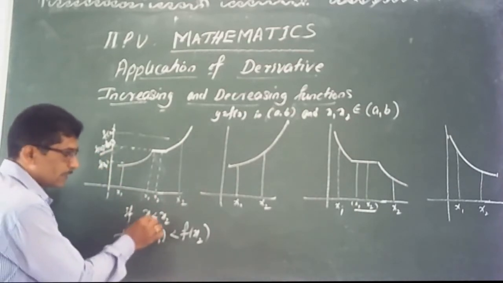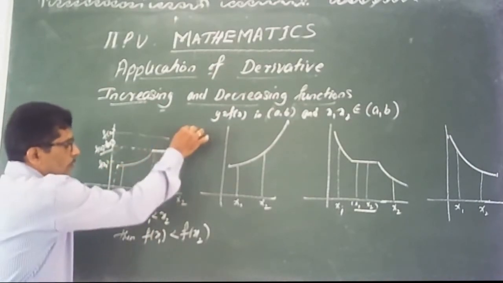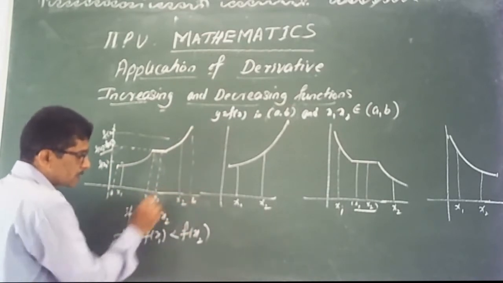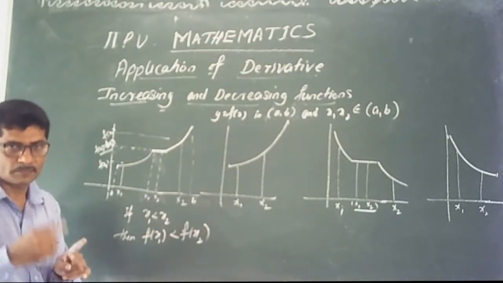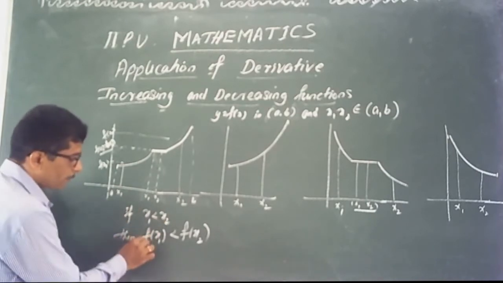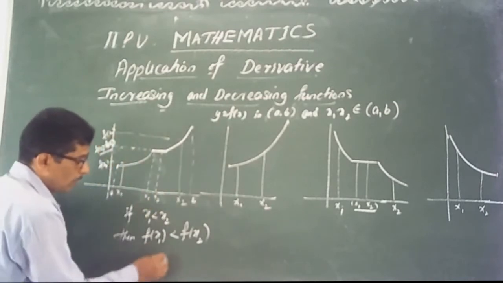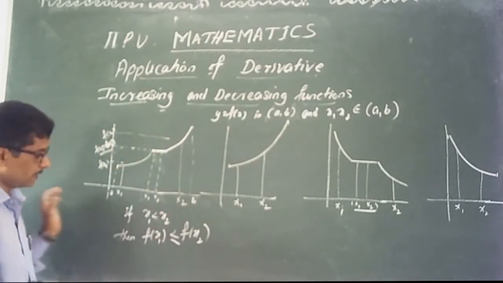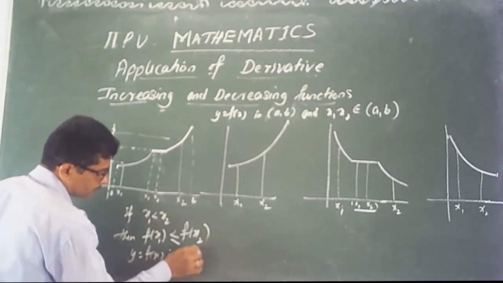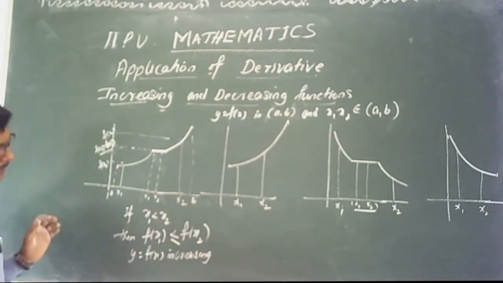Therefore, you can say that in general, for a curve defined in the interval a to b, x1 and x2 are any two arbitrary values. If x1 is less than x2, and f of x1 is less than f of x2 or equal, then you say that y is equal to f of x is an increasing function. This one is said to be an increasing function.